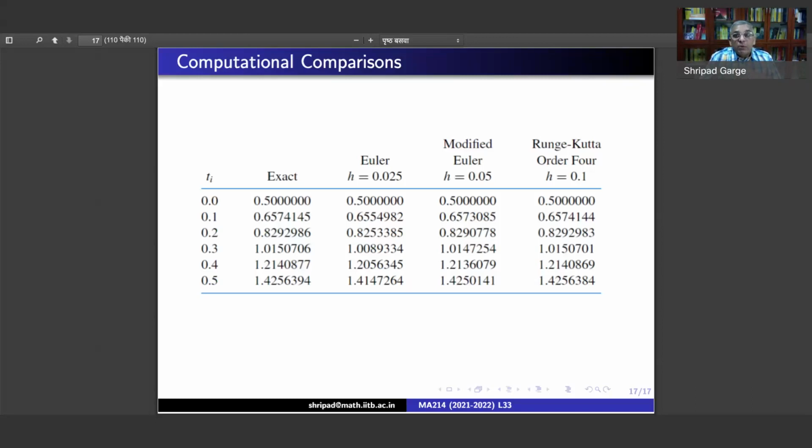So we stop at this moment, and in the next lecture we will be discussing the errors that occur in these various Runge-Kutta methods, and then we will see where we go after that.